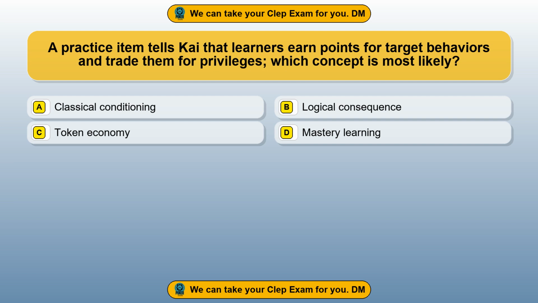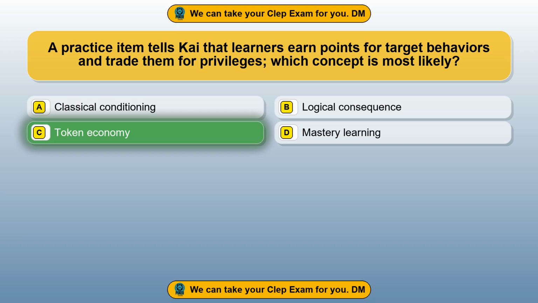Question 72. A practice item tells that learners earn points for target behaviors and trade them for privileges. Which concept is most likely? Option A, classical conditioning. Option B, logical consequence. Option C, token economy. Option D, mastery learning. The correct answer is option C.